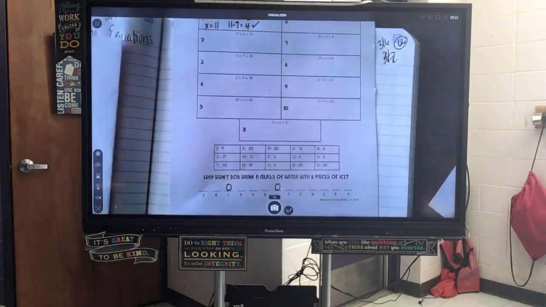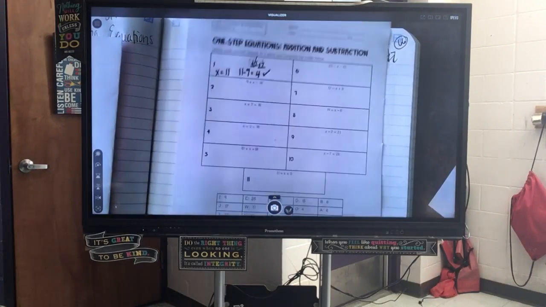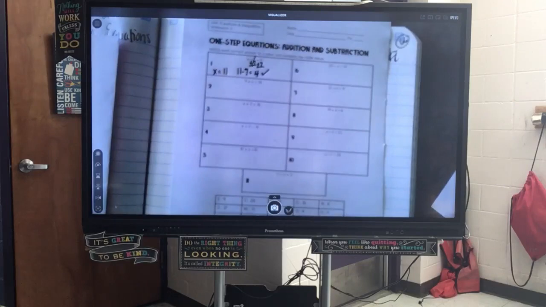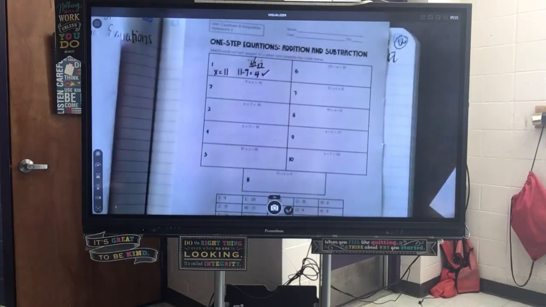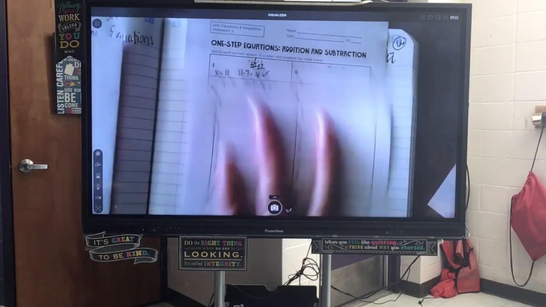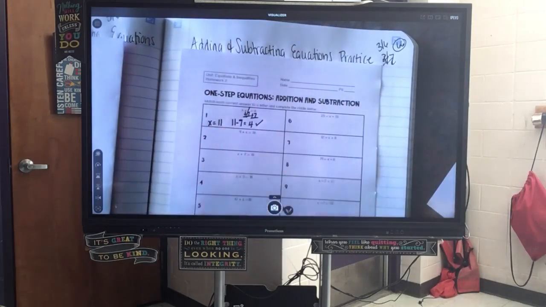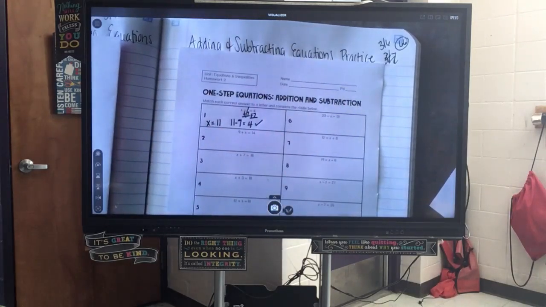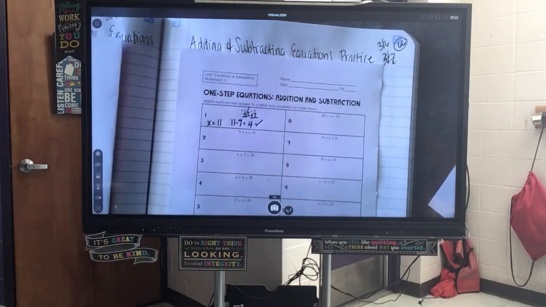Alright, any questions with your homework? Nope, we're good? Got it? Okay. When you are finished, make sure that you glue this into your notebook. Don't cover up your work, if you're doing it in your notebook, then you move it around the room to do Imagine That. Okay?